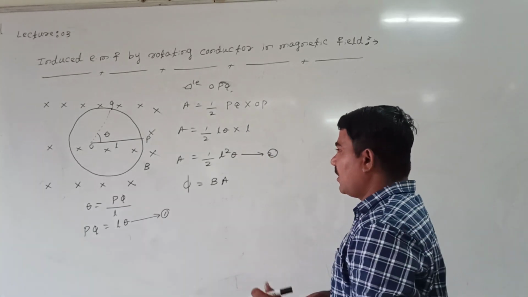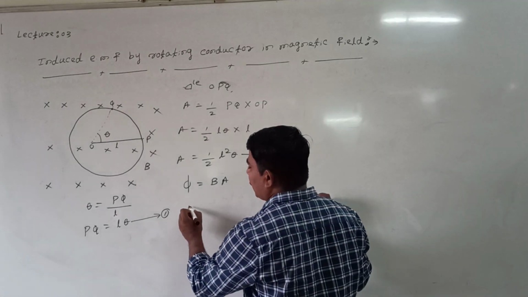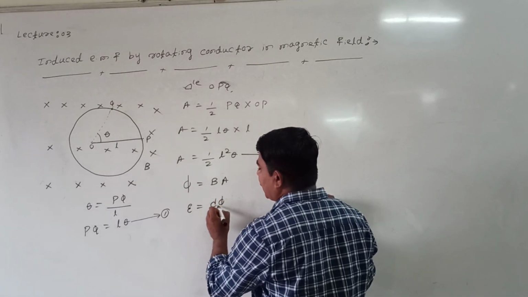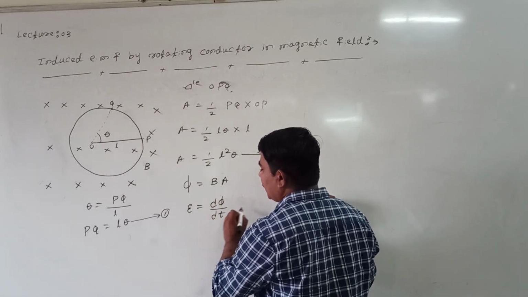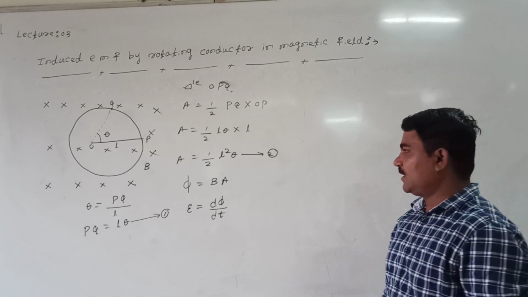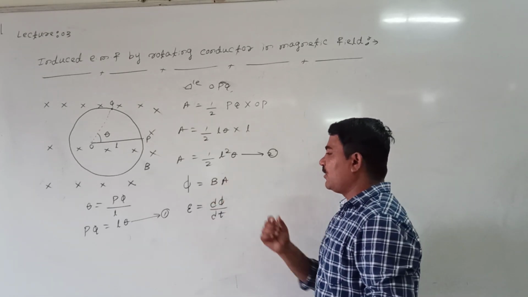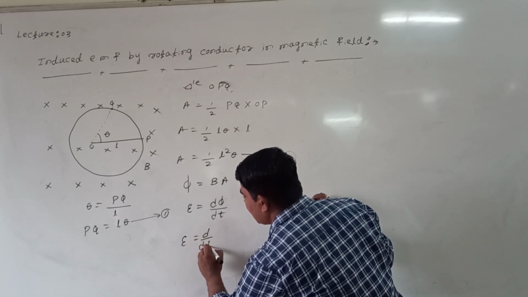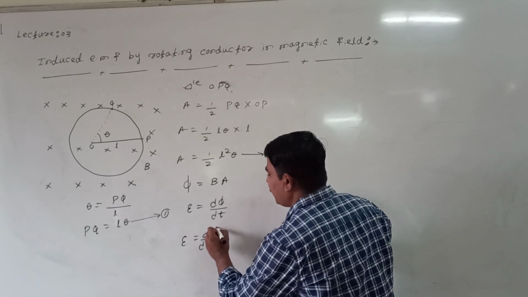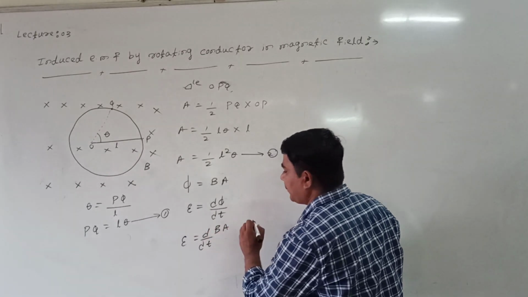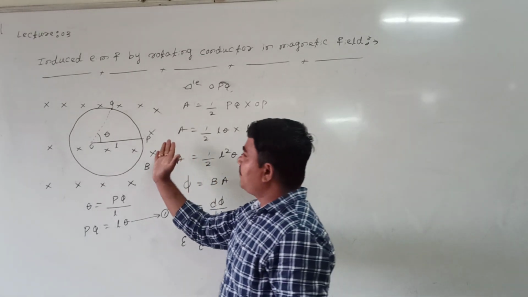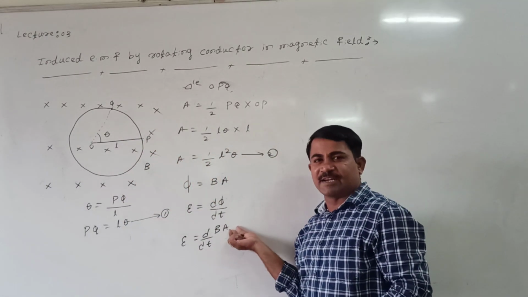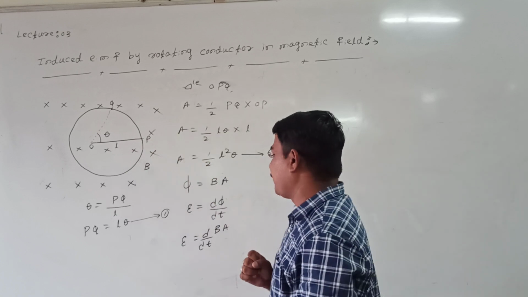See here. According to Faraday's second law, the magnitude of induced EMF is directly proportional to the rate of change of magnetic flux. We know this value of flux. Then what about the induced EMF? Induced EMF E is equal to d phi by dt, where phi is equal to B into A. When the conductor moves in the magnetic field, only the area will change, not the magnetic field, because this magnetic field is uniform.